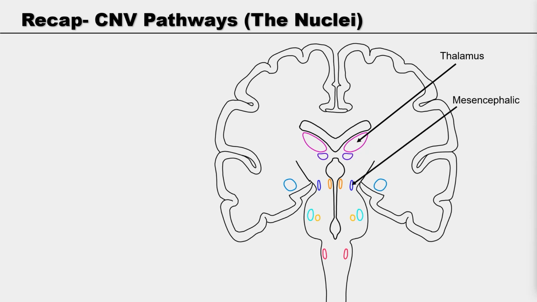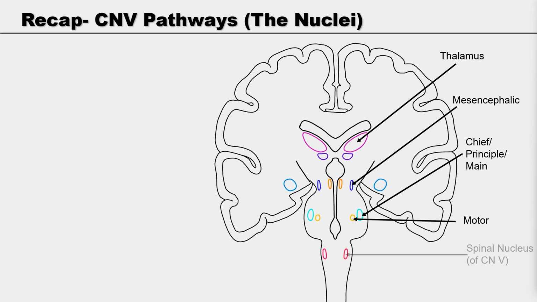Here we can see the first of the 4 trigeminal nuclei. This is the mesencephalic nucleus. The chief nucleus, which you may see referred to as the principal or the main nucleus. The motor nucleus, which is responsible for sending motor fibres to the muscles of mastication. And finally, the spinal nucleus of the trigeminal nerve, which we focused on a few videos ago.